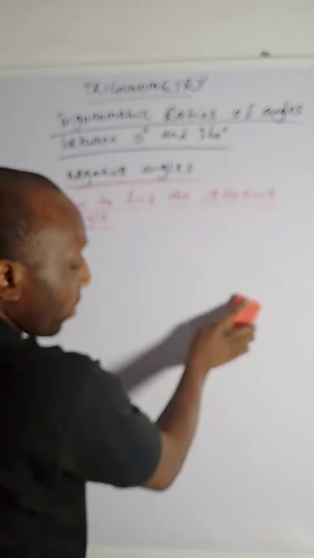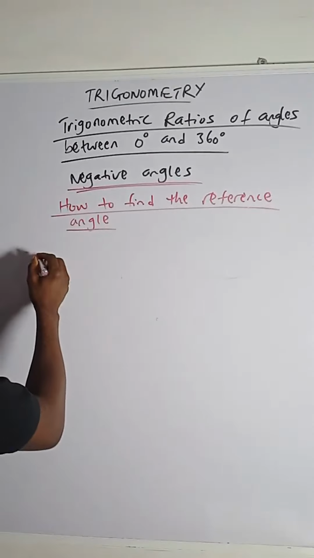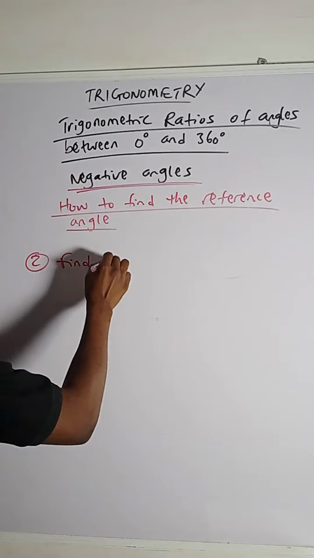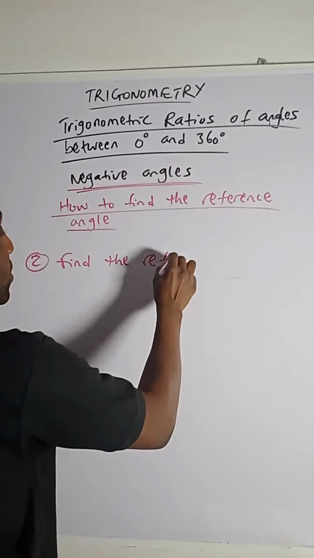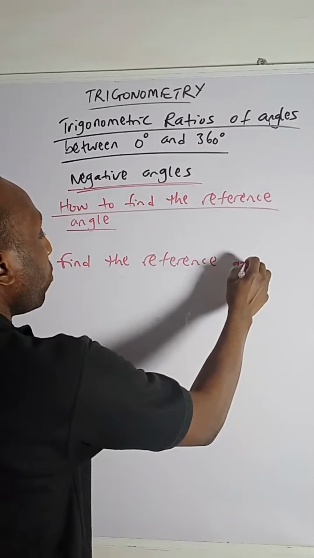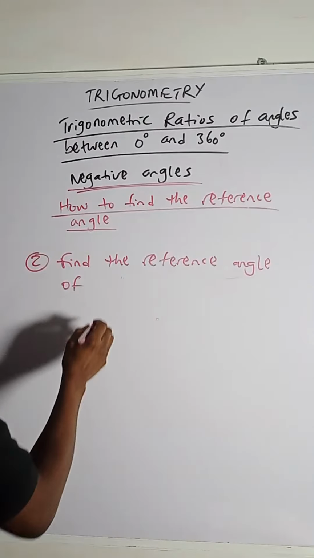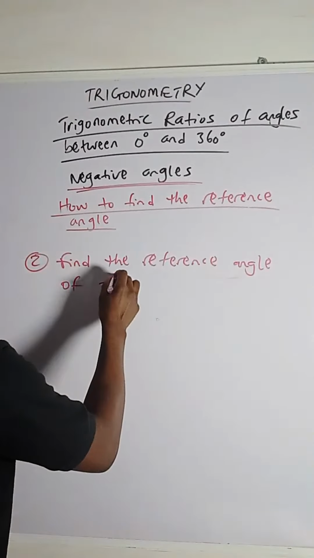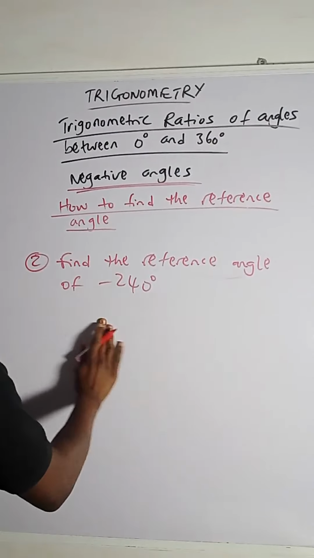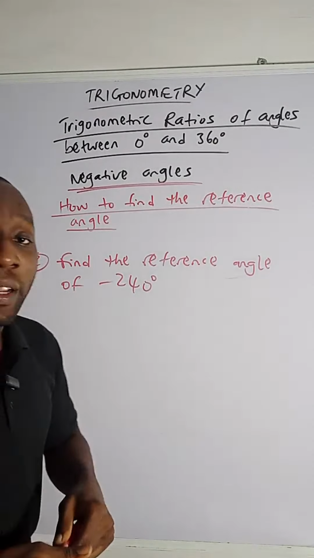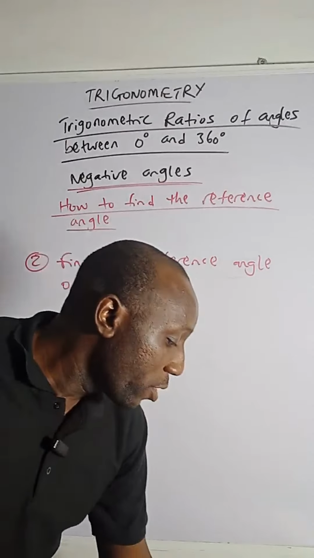Now, everybody, do this for me. I want you all to find the reference angle of, this is going to be the last one before we move on to the next thing here. Everybody find the reference angle of negative 240 degrees.